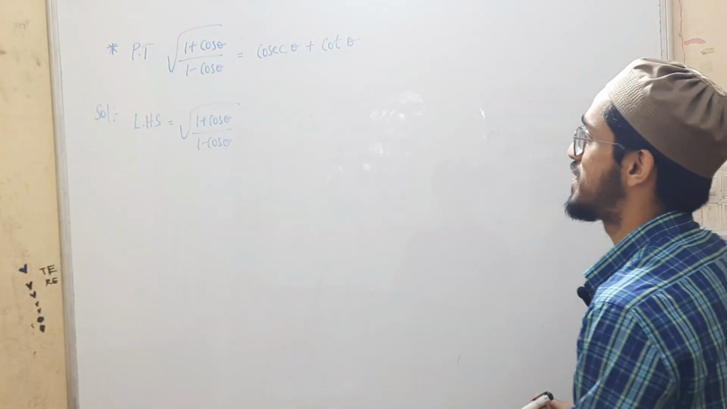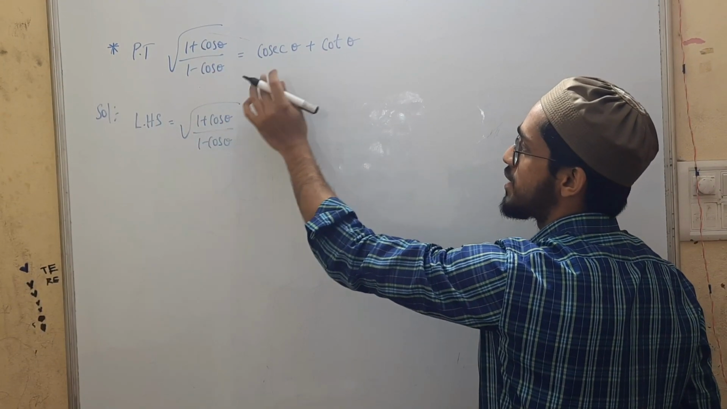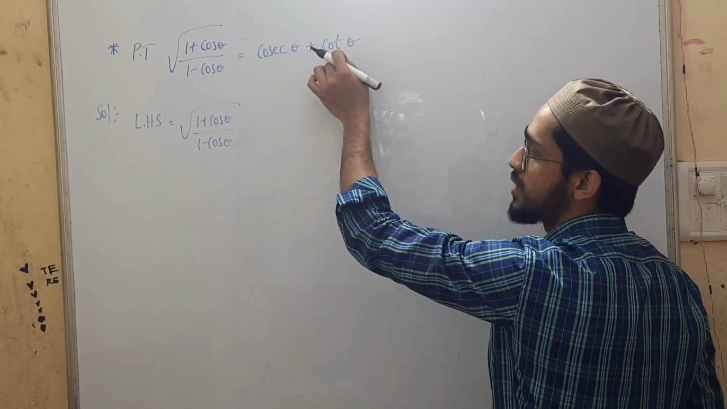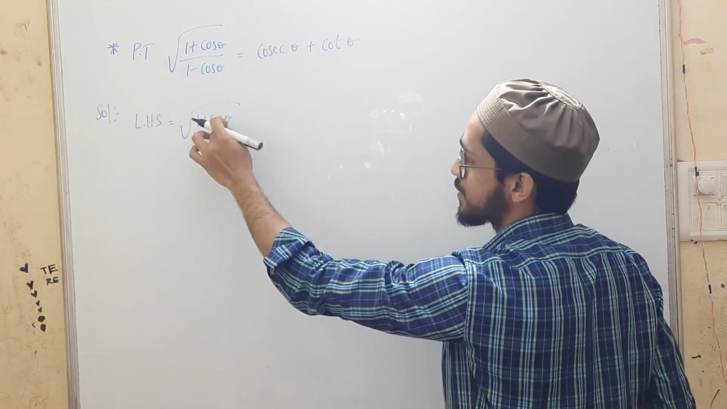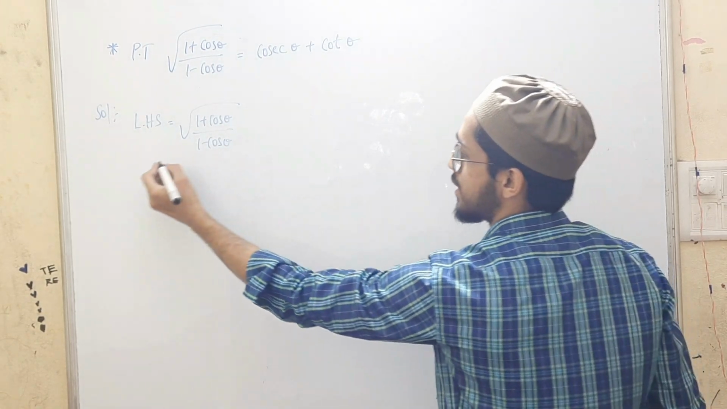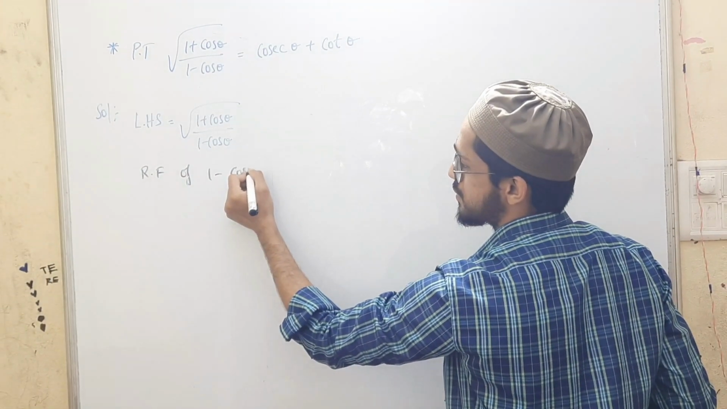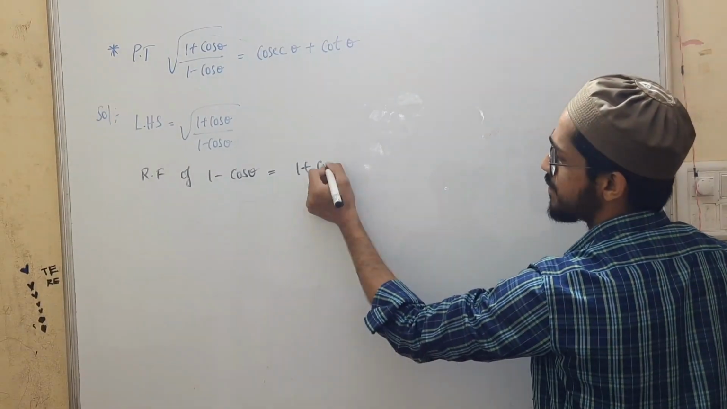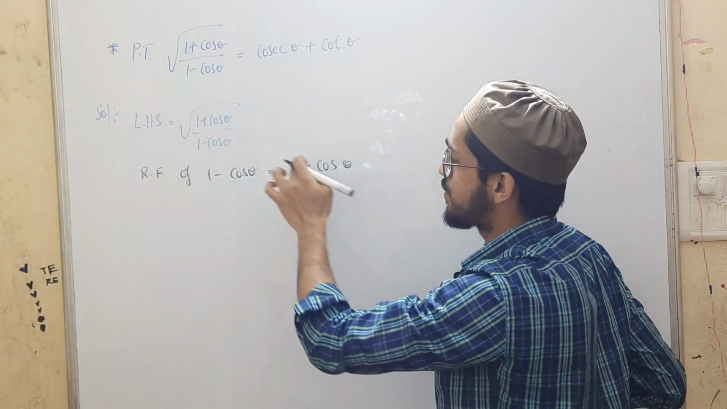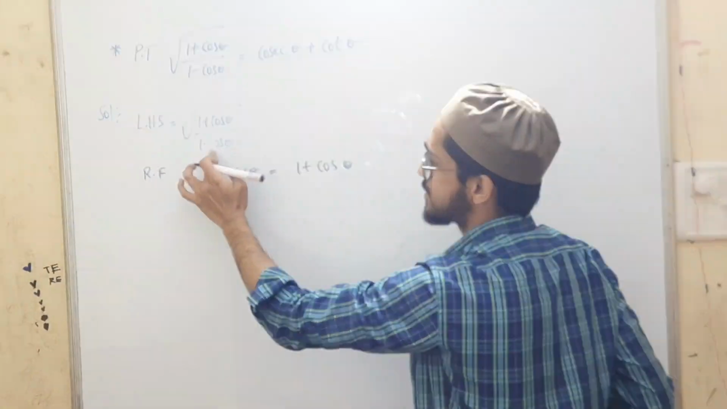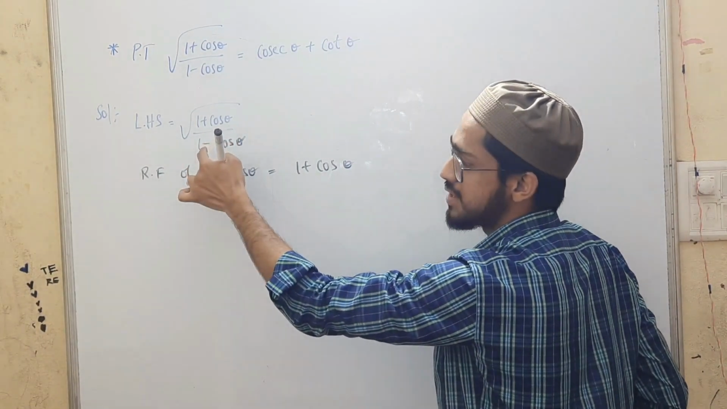The next problem is: prove that under root (1 plus cos theta)/(1 minus cos theta) is equal to cosecant theta plus cot theta. Here you have to take the LHS part first. Under root (1 plus cos theta)/(1 minus cos theta). Now the rationalizing factor of 1 minus cos theta will be 1 plus cos theta. If you have minus here, you write plus; if you have plus, you write minus. In the rationalizing factor, only the sign changes.